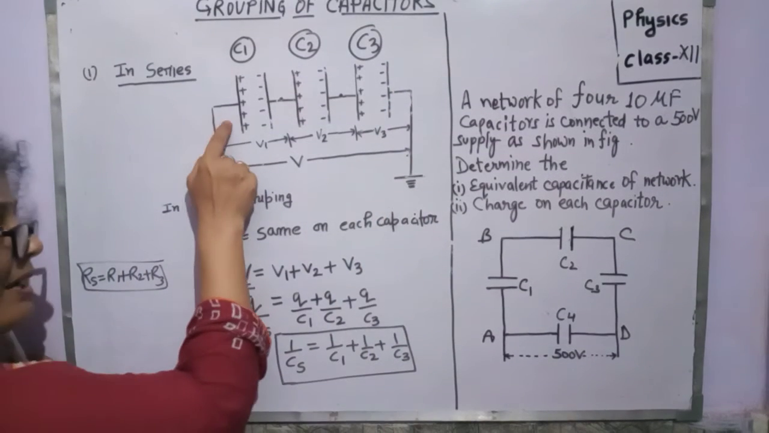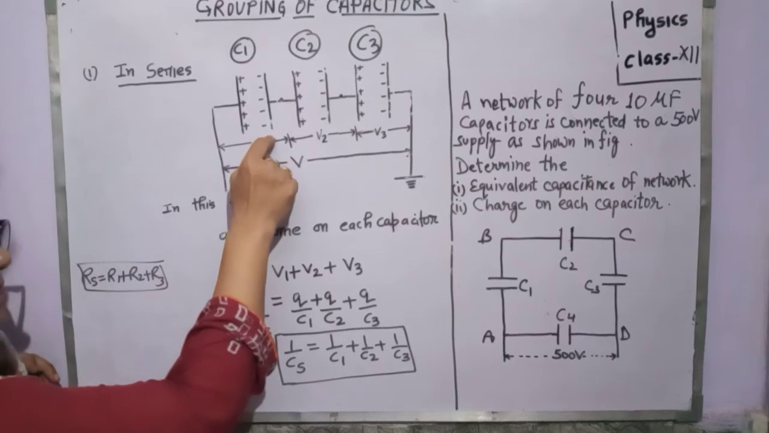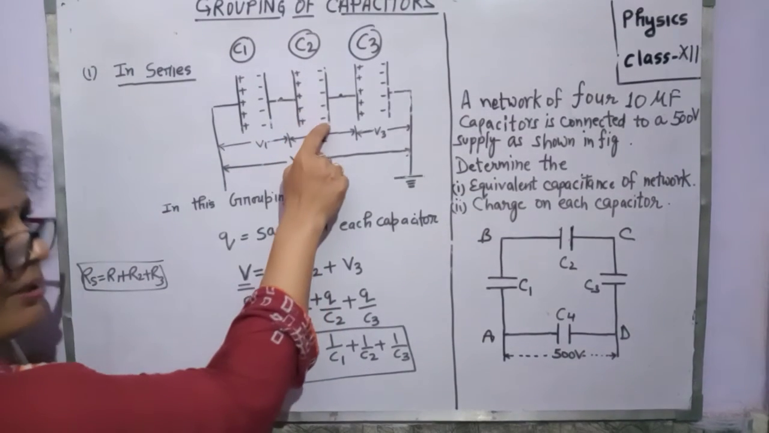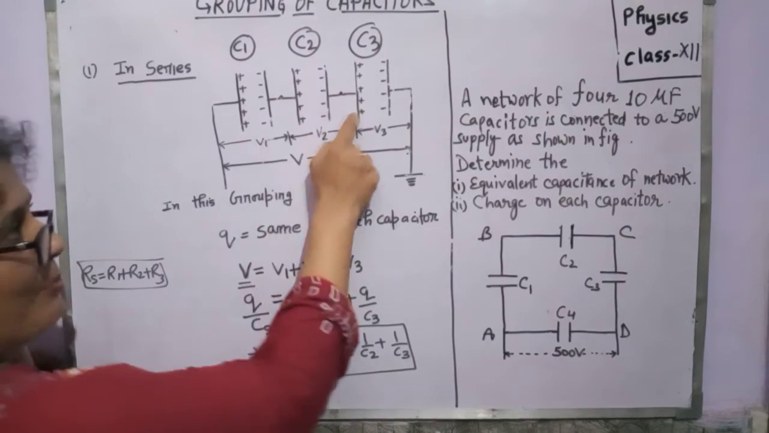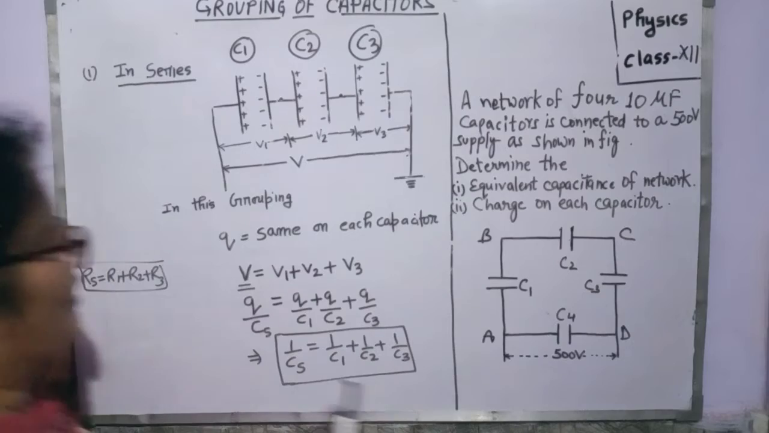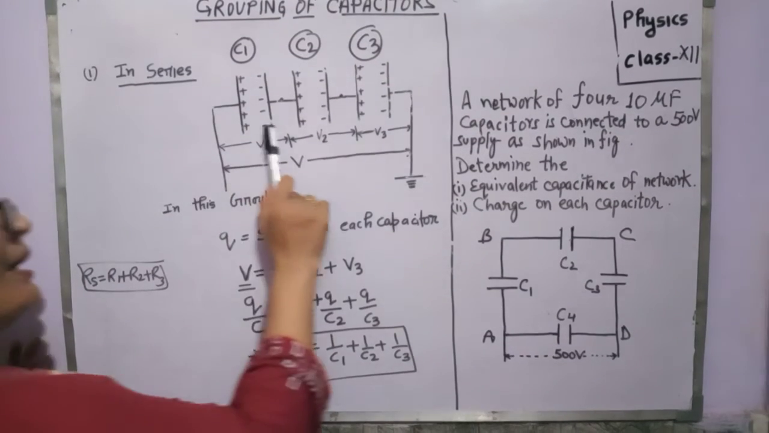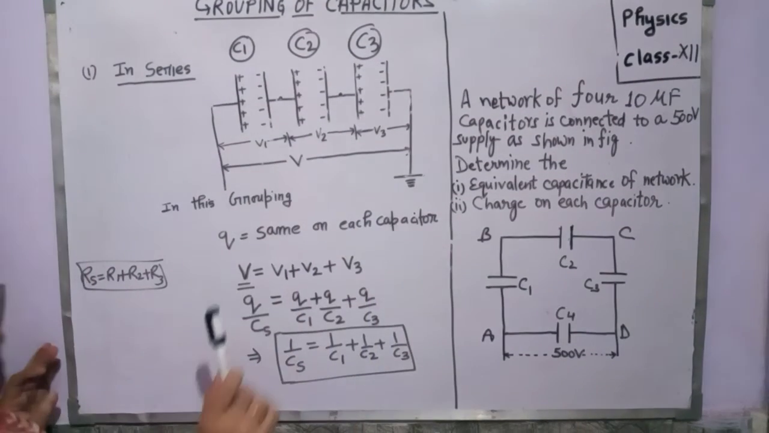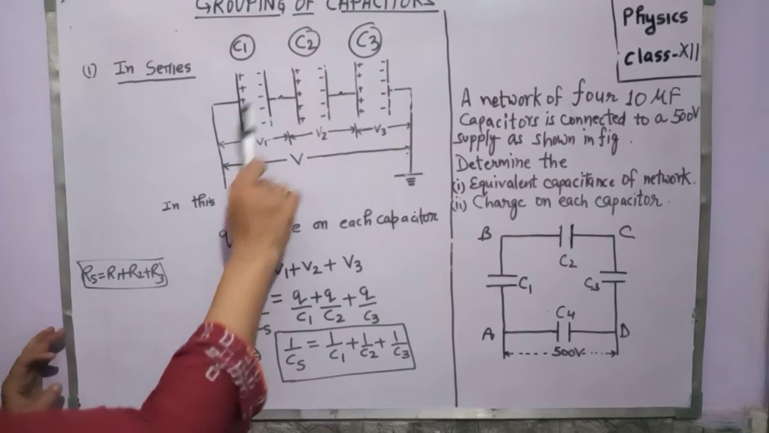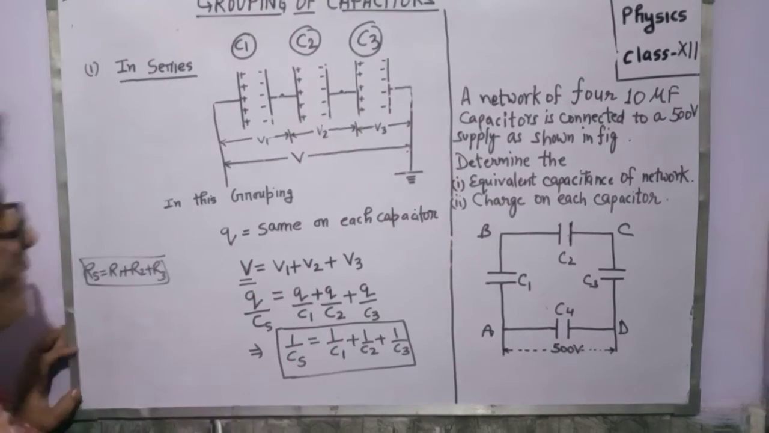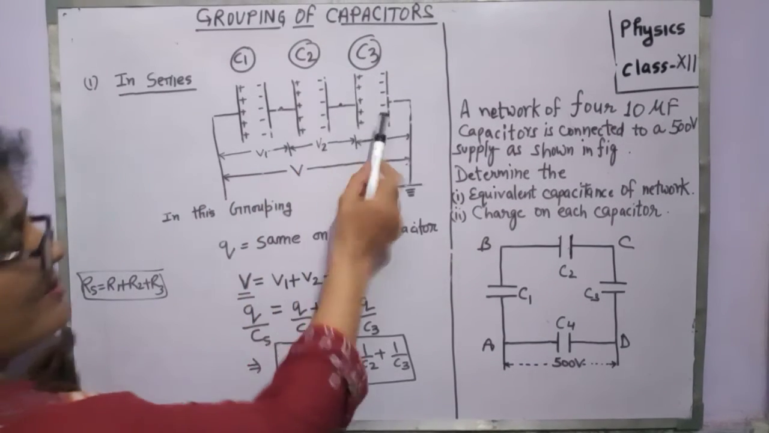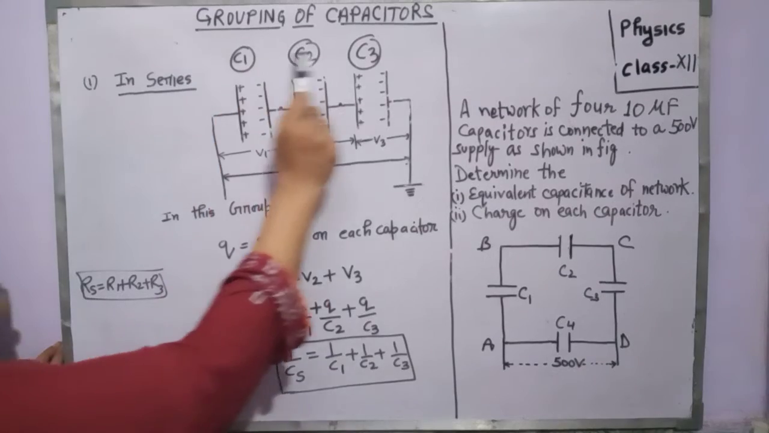Therefore, if this plate has plus q charge, this plate has minus q charge. Likewise for the other plates. That means all the plates have the same charge in magnitude, equal to q. We can say q is the same on each capacitor. Now the potential difference across each capacitor is different due to their different capacitances.